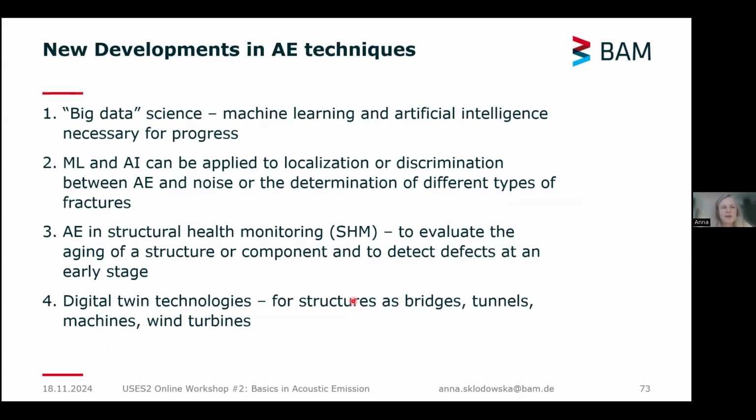And just to give you some outlooks, there are plenty of new areas where acoustic emission can go and where it can develop. As I said, it's a big data science, so there is great potential for machine learning and artificial intelligence, which are necessary for progress in this area. Those two, machine learning and AI, can also be applied to localization or discrimination between acoustic emission and noise, which is an important area to be developed as well, and also to determination of different types of fractures.